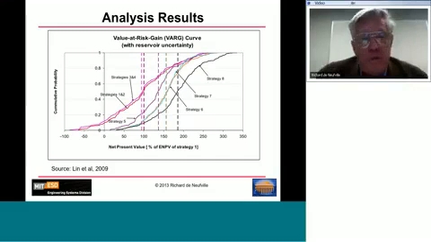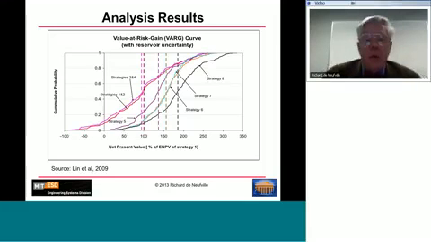This is the kind of graph that we presented to it, and let me take a few moments to explain it before ending the discussion. So the pink curves, these are called the target curves, or also the value at risk curves. The pink curves represent the cumulative distribution of possibilities for the initial strategies, basically the one large platform.